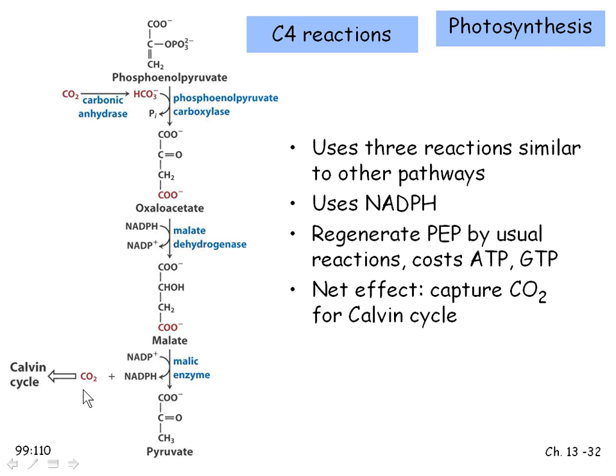For the C4 reactions to keep going, we have to get the pyruvate back up to phosphoenolpyruvate. And those are the usual reactions that we've seen before. That costs us both ATP and GTP to get back to a phosphoenolpyruvate. So the overall cost of this is fairly substantial. But what it does allow us to do is to capture carbon dioxide for the Calvin cycle.